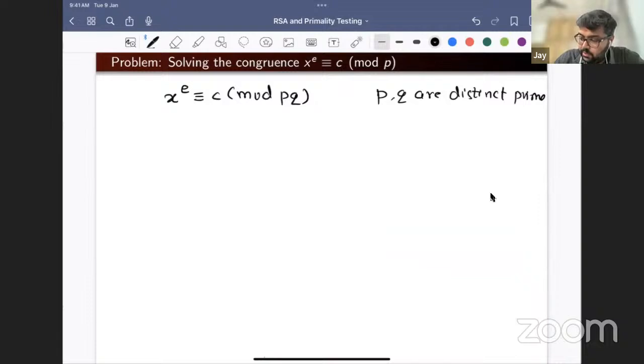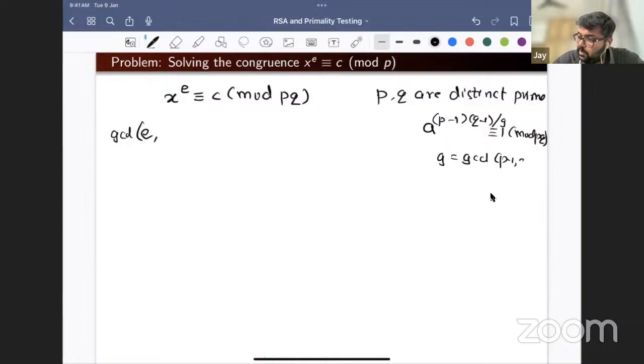So again, for this, we need the condition that GCD of E, because again we want an inverse. But now GCD of E with what? So we are taking modulo PQ. So again, generalization of Fermat's theorem, that is a question. A power P minus 1. So can we have A power (P minus 1)(Q minus 1) is congruent to 1 mod PQ? And yes, that is true. In fact, A power (P minus 1)(Q minus 1) divided by g, where g is nothing but GCD of P minus 1 and Q minus 1, is congruent to 1 mod PQ.